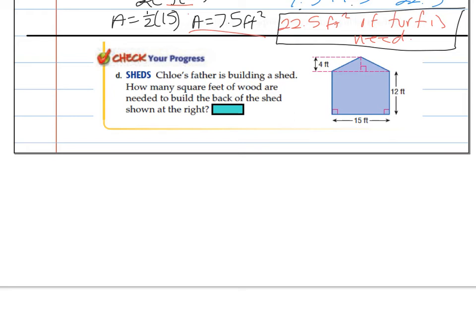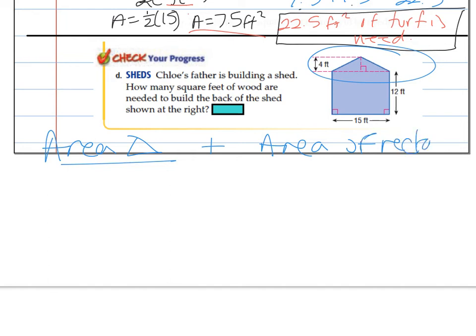Chloe's father is building a shed. How many square feet of wood are needed to build the back of the shed? So this is a visual of the back of the shed. And I noticed that it's made up of either 3 triangles and a rectangle, or you could just consider that one whole triangle at the top. So I need to split up my shapes, area of the triangle versus area of the rectangle. My formula for a triangle is area equals 1/2 base times height. Area of a rectangle is base times height.